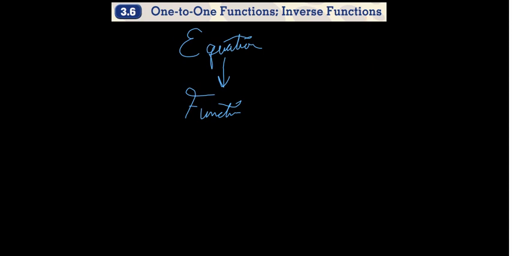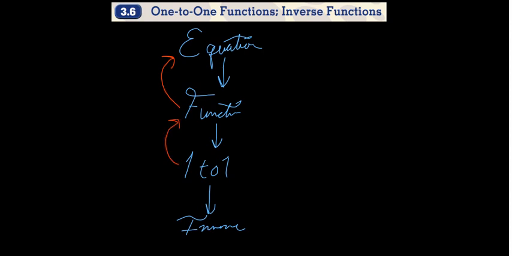A subset of a function will be a one-to-one function. And then a subset of that will be an inverse function. So a function is an equation, a one-to-one function is a function, and an inverse function is a one-to-one function, which is a function. I know it gets kind of complicated, and I might not have done you guys any favors there, but I tried.